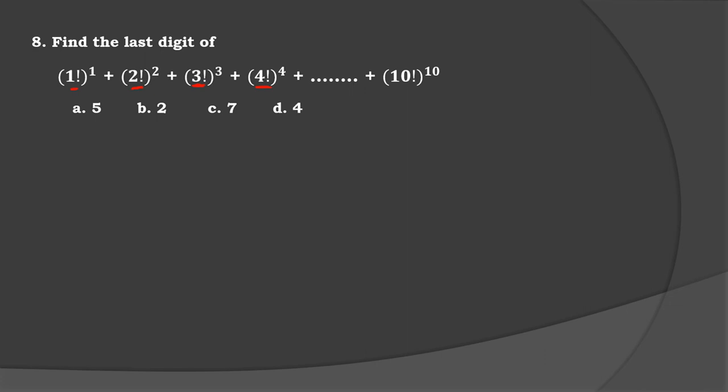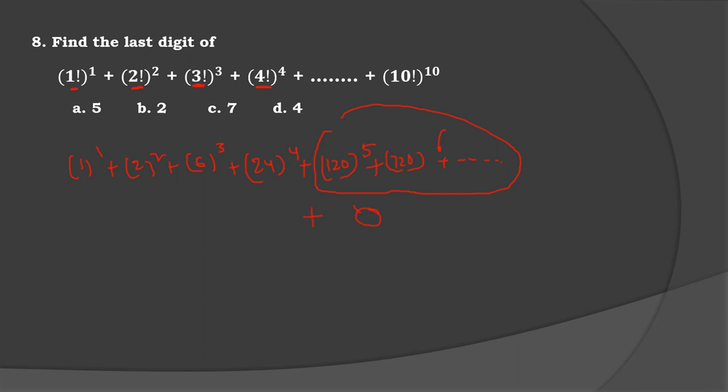Now tell me, 1 factorial value how much? 1, right? 1 power 1, plus 2 factorial 2 square, plus 3 factorial 6, 3 into 2 into 1, right? 6 power 3, plus 4 factorial 4 into 3 into 2 into 1, it's 24 power 4, plus 5 factorial 120 power 5, plus 6 factorial 720 power 6, plus and so on. So look at here, from this onwards we are getting 0, right? So from this onwards we are getting 0, plus before that.